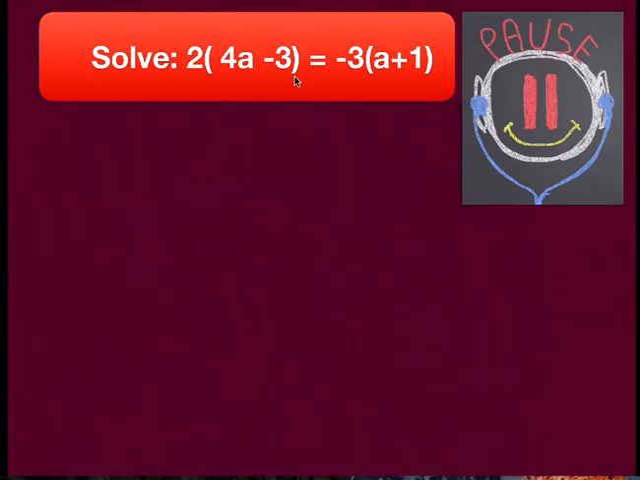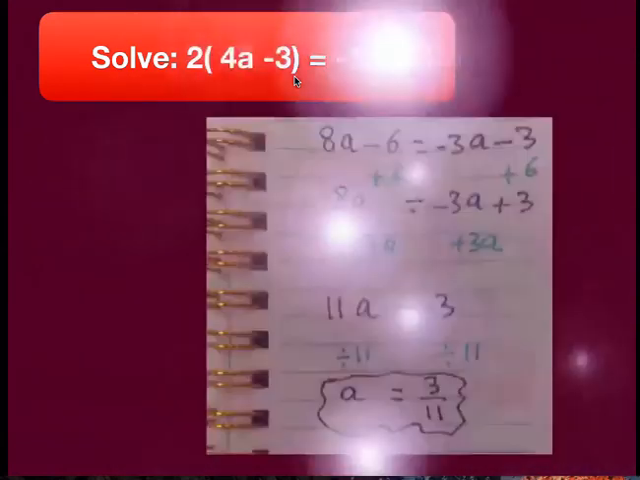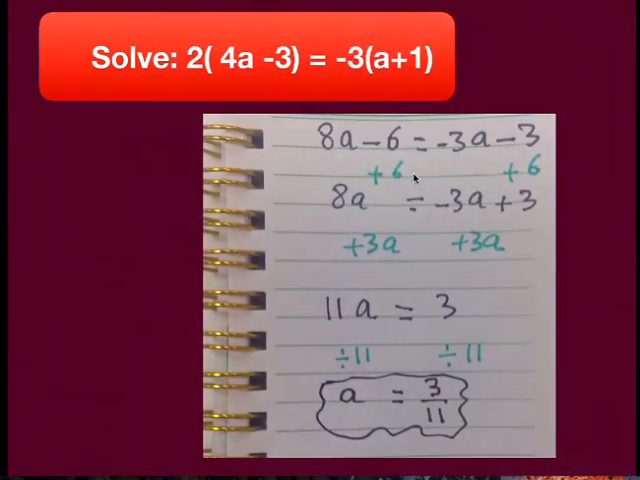Welcome back. I hope you have tried hard. Now we look at the solution. Expand the bracket, 2 times 4 is 8, 2 times 3 is 6. Expand the second bracket, minus 3a, and minus 3 times plus 1, minus 3.